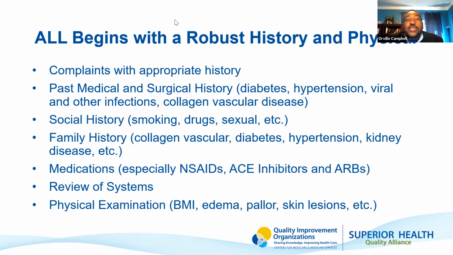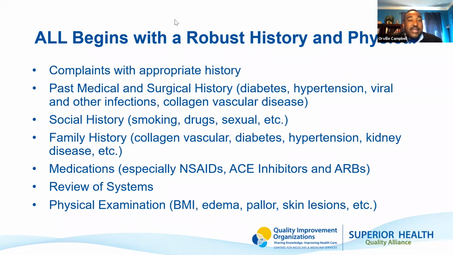Past medical and surgical history. Does the patient have a history of diabetes, hypertension, viral infections, infections of the throat, like a strep throat that tends to be younger people, kids, or a collagen vascular disease, such as lupus? Then we need to look at the social history in detail.